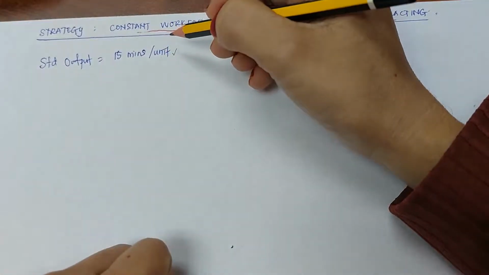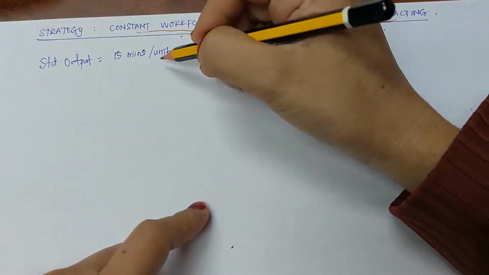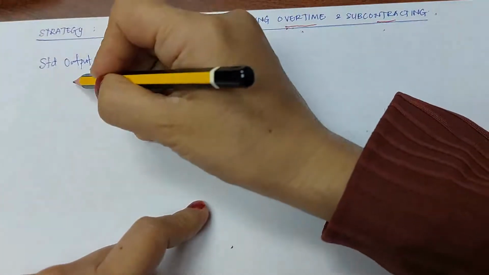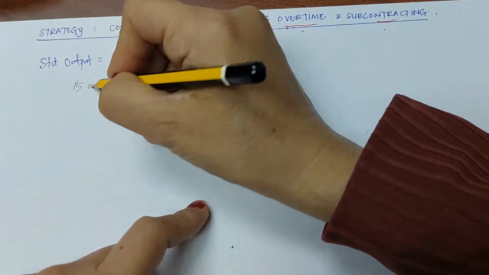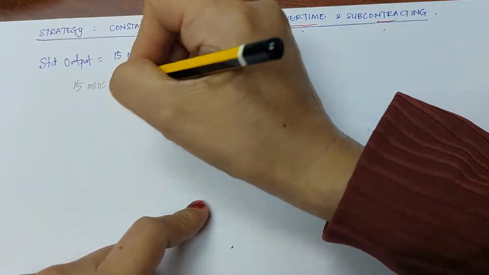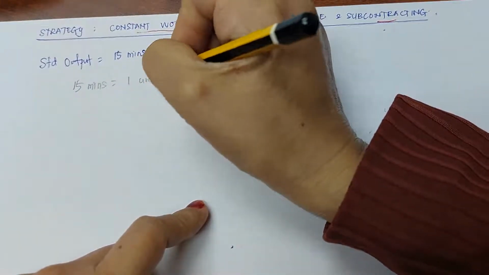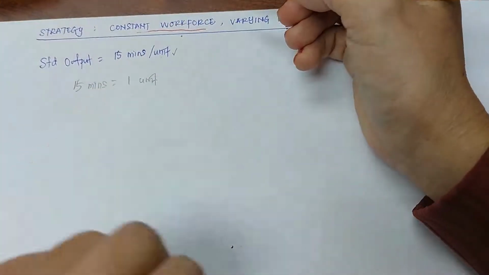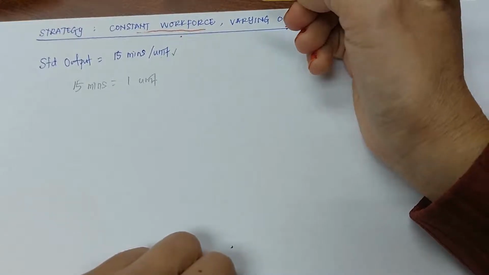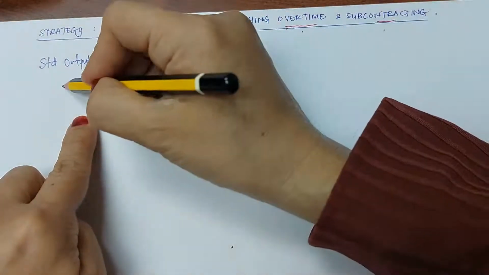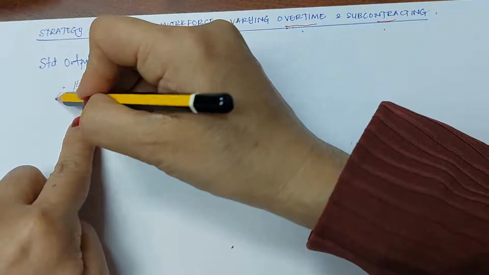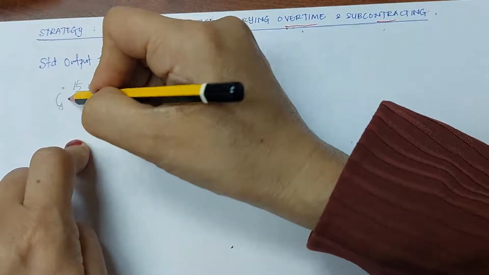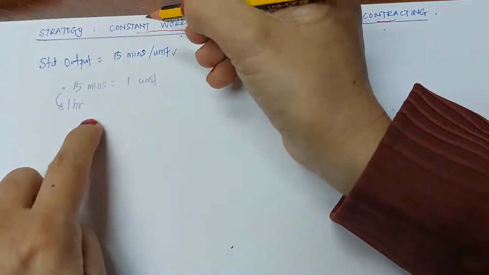So we need to interpret what this rate means. This information means that every 15 minutes, 1 unit of output will be produced. Okay, setiap 15 minit, 1 unit akan dikeluarkan. So from 15 minutes here, what you need to do next is to convert into 1 hour basis.